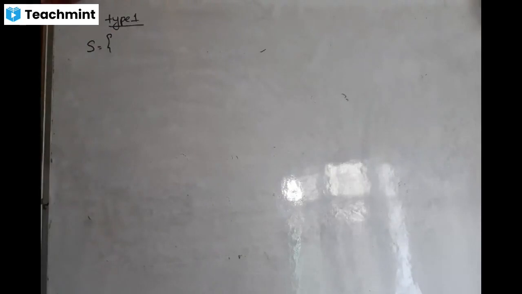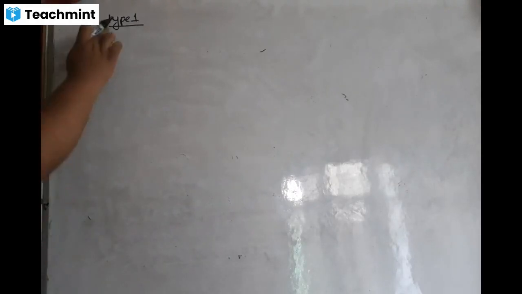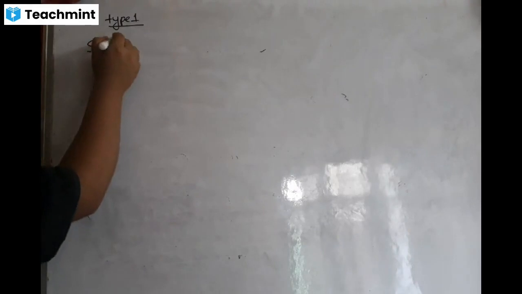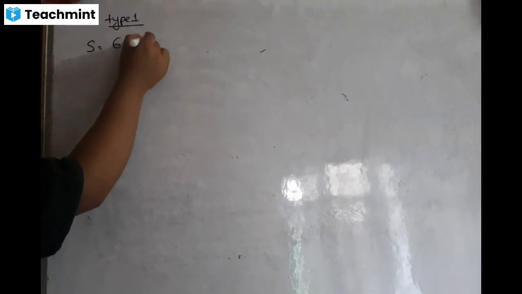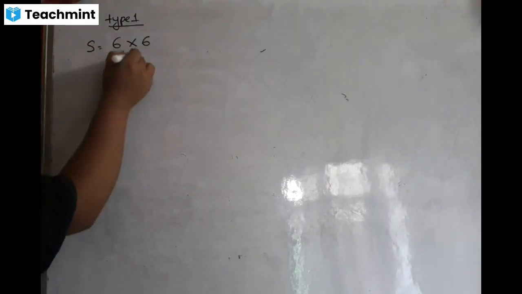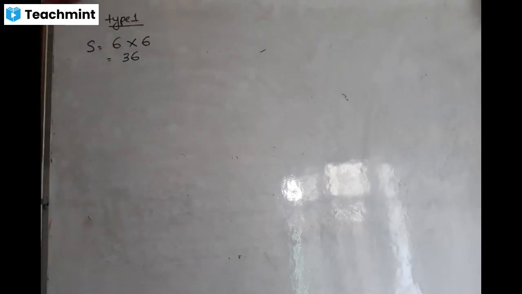I'm going to teach you how to find out the sample space. In one dice, what are the possible outcomes? What are the numbers which you can get? 1, 2, 3, 4, 5, 6. 6 outcomes, isn't it? So in the first die, you get 6 outcomes, and in the second die, you get 6 outcomes. That means you get 36 outcomes. Is that clear?